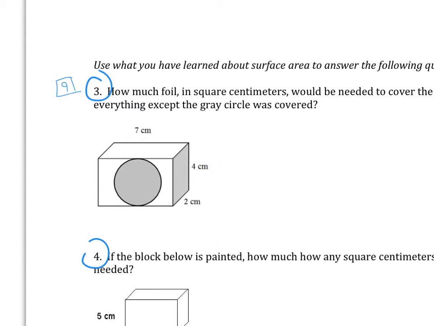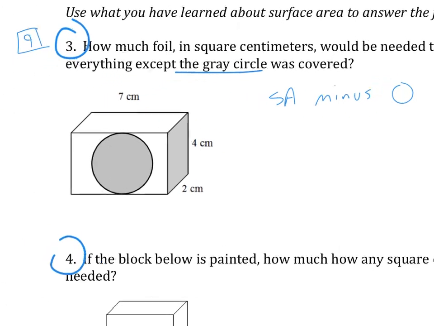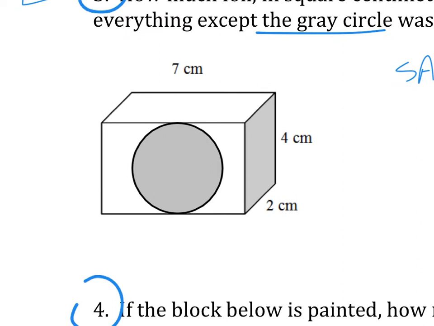So on number 3, we talked about how if we're covering everything except the circle, we're going to do the surface area of the prism minus the circle's area. Okay. So for the whole prism, remember what we have here. Surface area is area of all the surfaces.